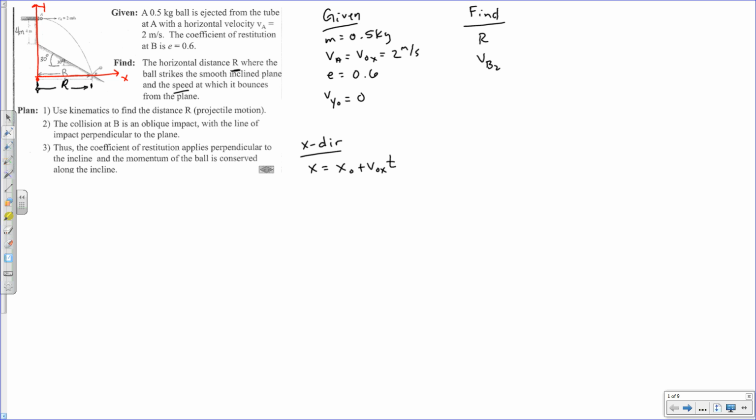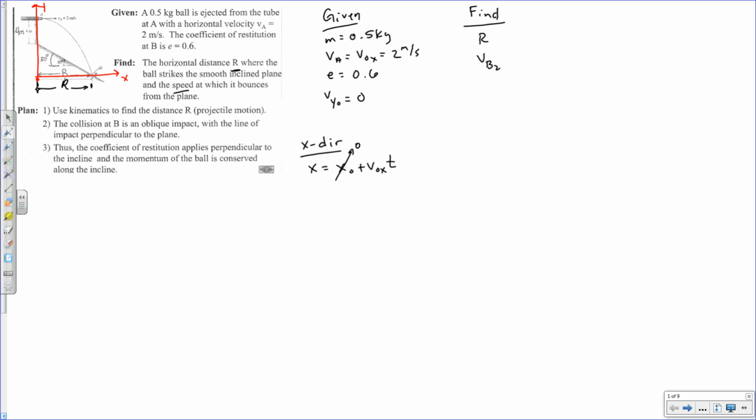Now, the other x direction equation is just simply a statement that for projectile motion, without any friction, without any air resistance, the x component of the velocity of a projectile remains unchanged. There's no acceleration in the x direction. So that means this next equation that I've written down for the x direction, x is equal to x naught plus v naught x times t. According to my origin, this ball starts at a position x naught is equal to 0.